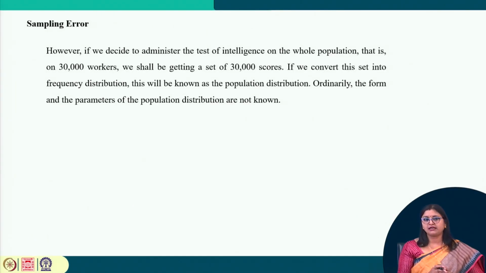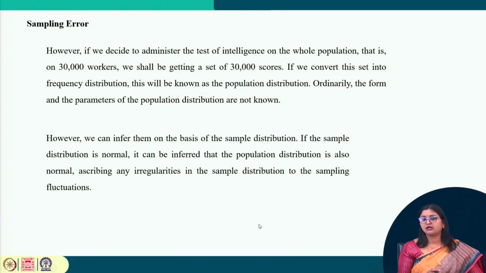However, if we decide to administer the test of intelligence on the whole population, that is on 30,000 workers, we shall get a set of 30,000 scores. If we convert this set into a frequency distribution, it will be known as the population distribution, because we are not taking a sample, we are working on the whole population. Ordinarily, the form and the parameters of the population distribution are not known. However, we can infer them on the basis of the sample distribution.